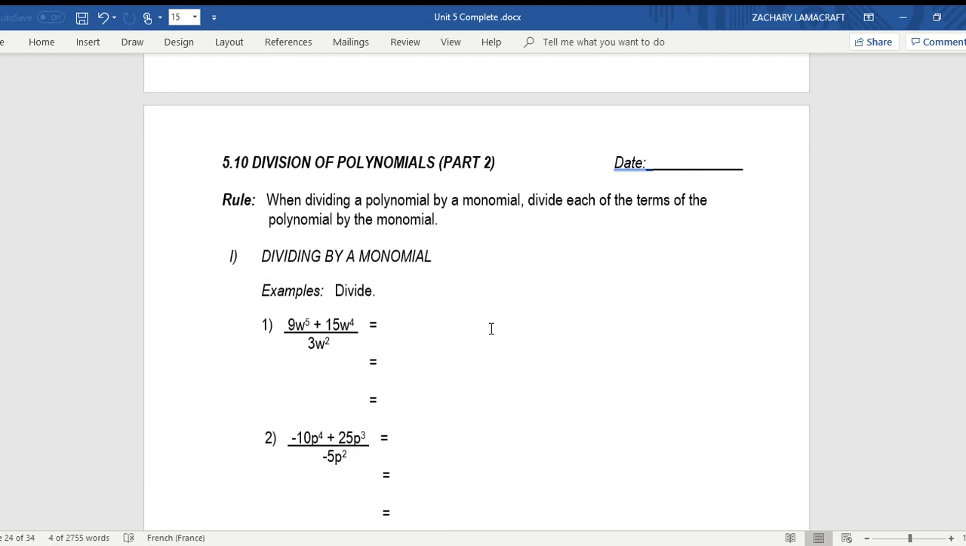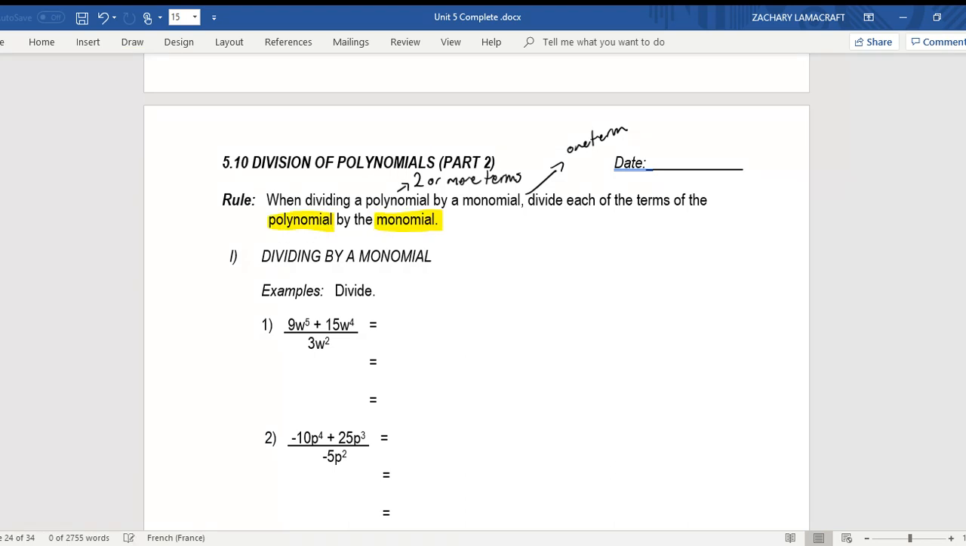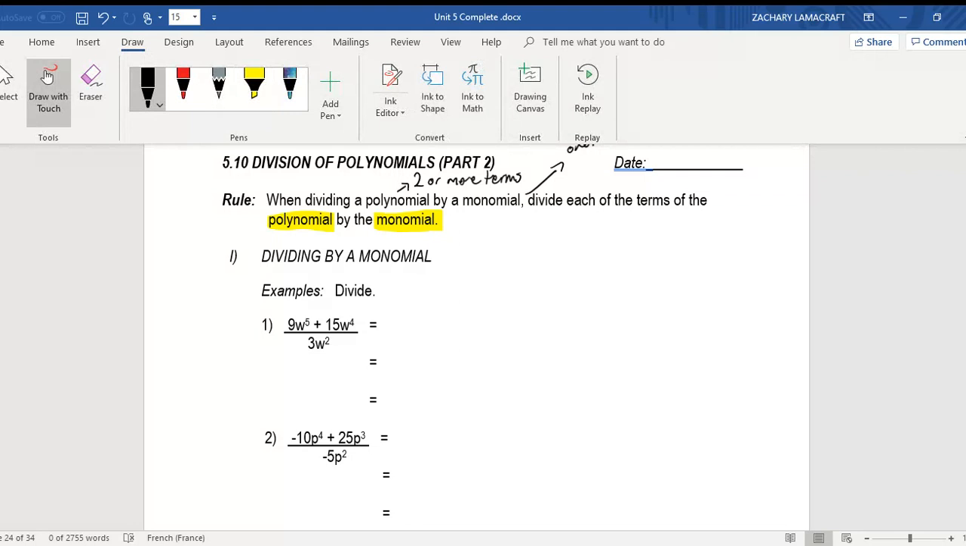Okay, guys, we're going to be working with something that's similar to our last lesson, but we're going to kind of put it all together. So it's going to be division of polynomials. When we're dividing a polynomial by a monomial, remember, polynomial being two or more terms, and monomial just being that one term, okay? We're going to divide each of the terms of the polynomial by the monomial. So we're going to make sure that we divide basically everything up top by the bottom, okay?